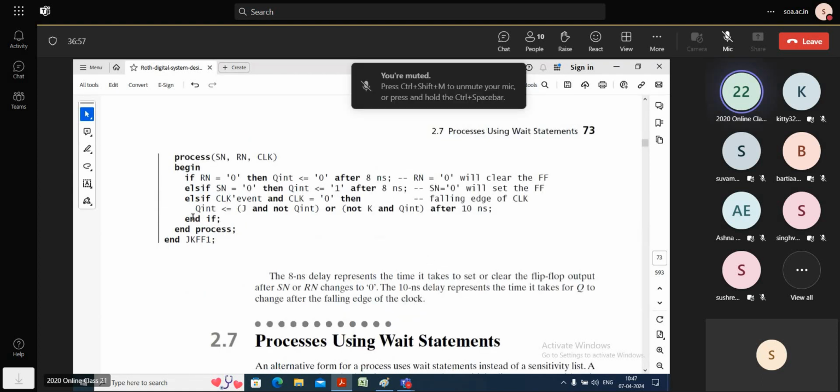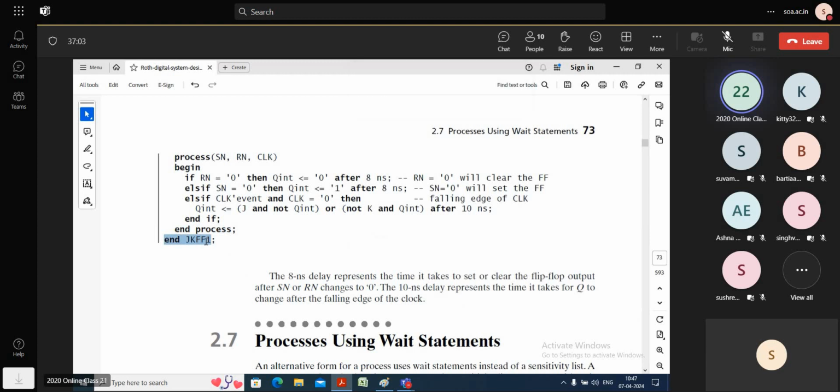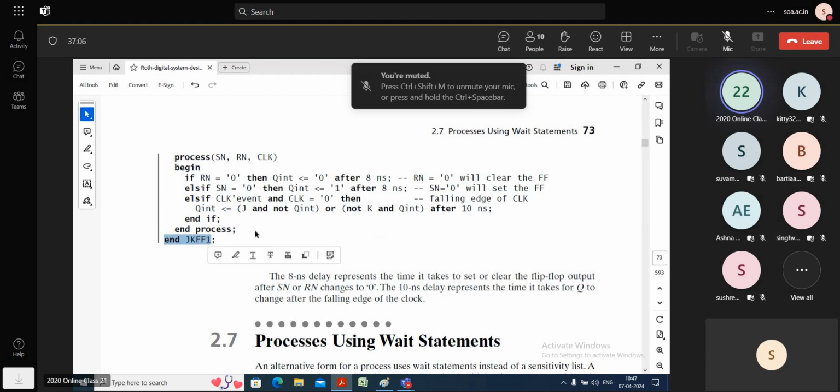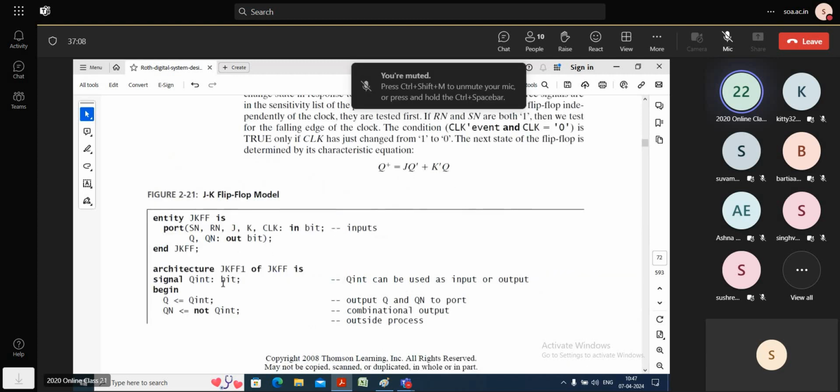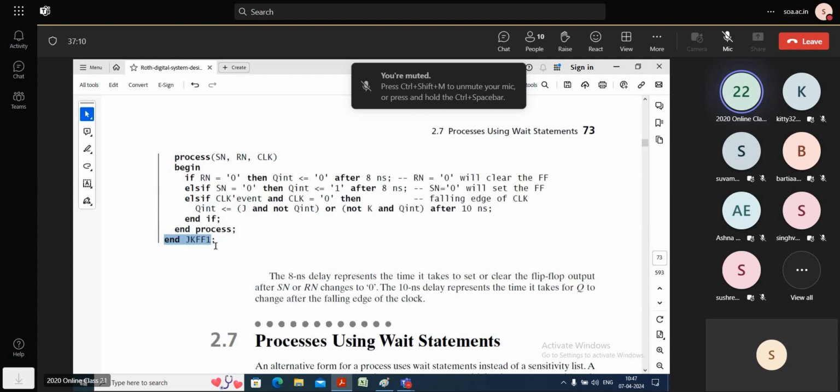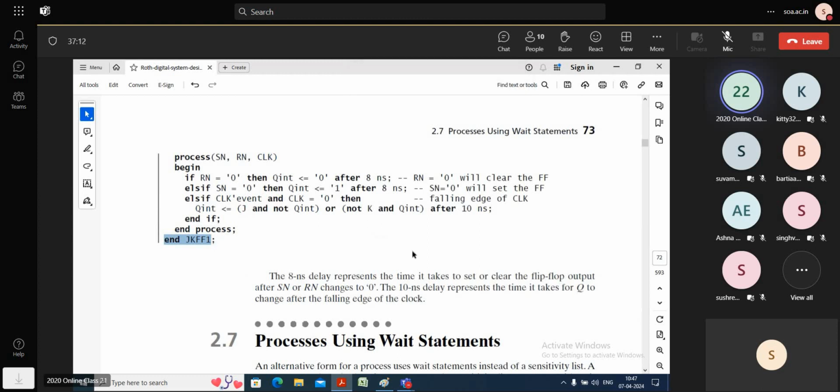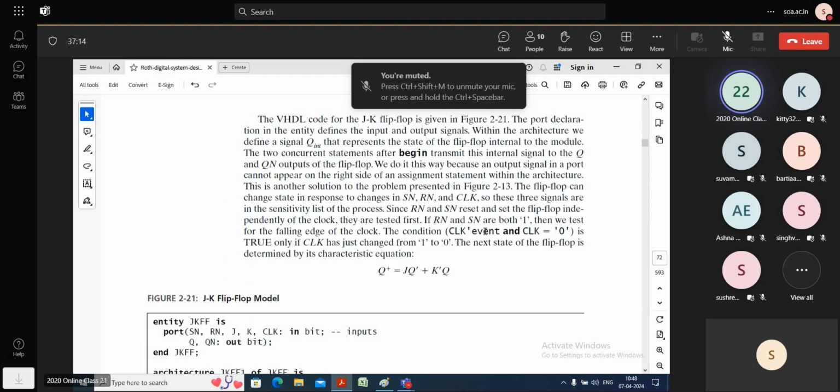So this is the end of this if block, this is the end of the process, and this is the end of the architecture. We started the architecture here, so this is the end of the architecture JKFF1. So we have modeled this JK flip-flop.